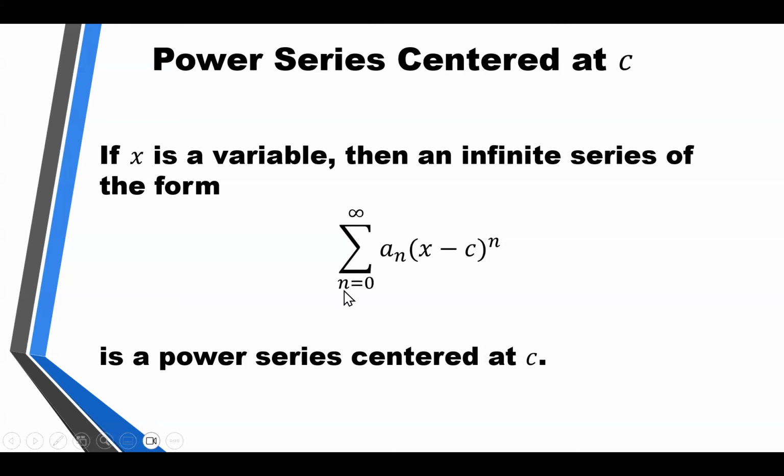And then these coefficients can be anything that we want. So sometimes they could all be 1, sometimes they could be 1 over n factorial, sometimes they could be just n themselves. These coefficients are going to form, or going to be, terms of a sequence.